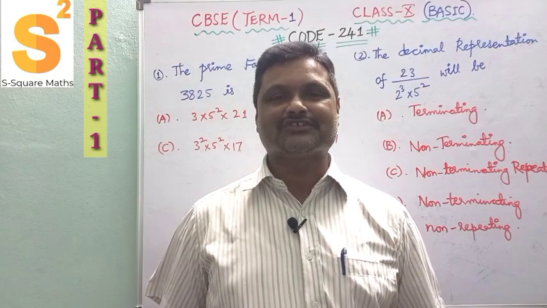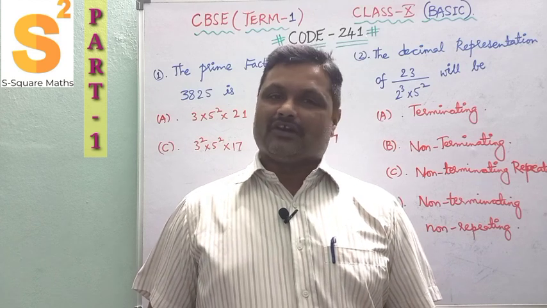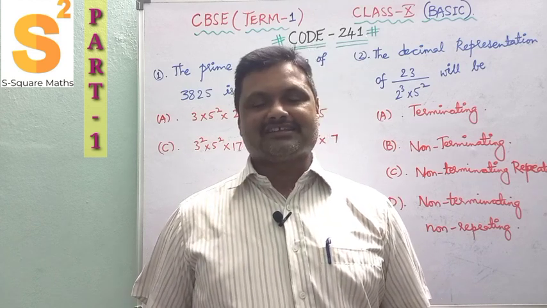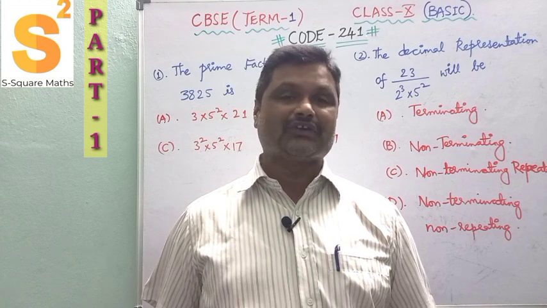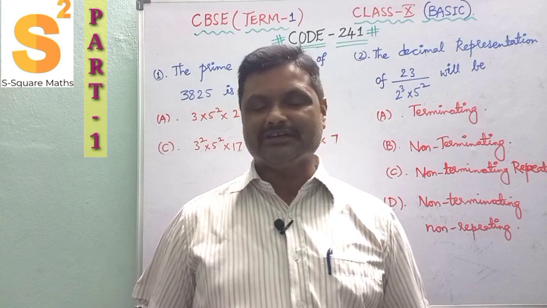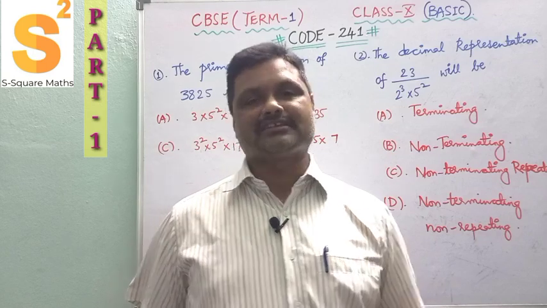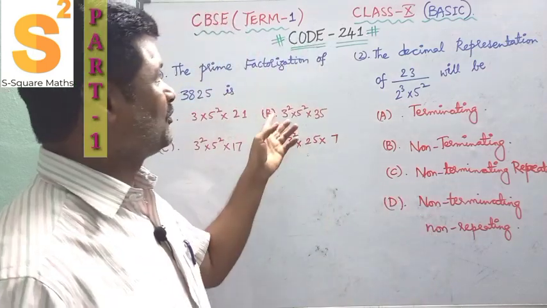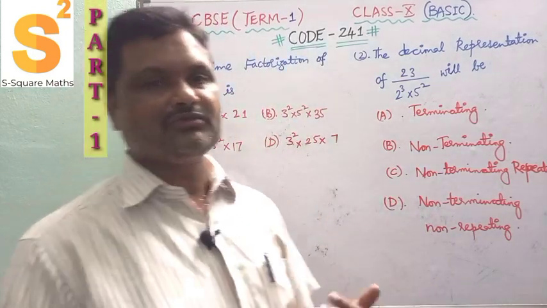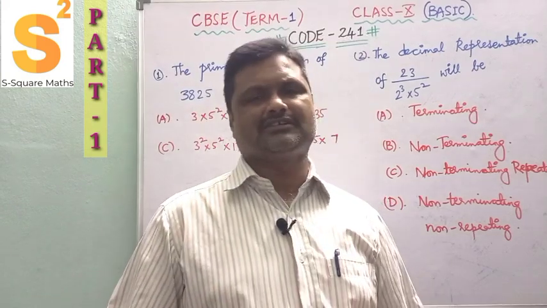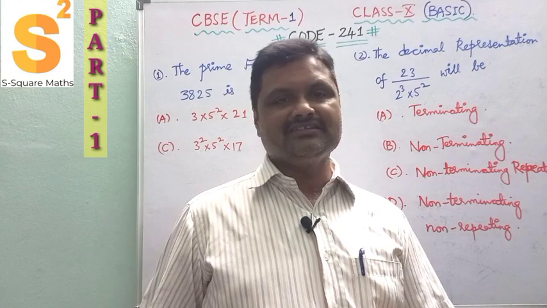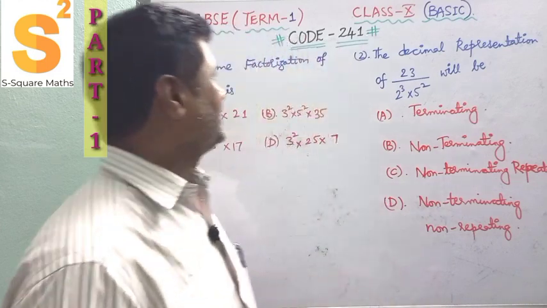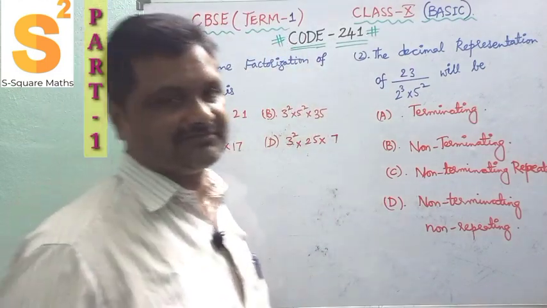This is your Santosh. Now we are going to discuss the Class 10 CBSE Term 1 examinations, which we are going to write in the month of November and December. I am going to explain at the basic level. There will be two types of mathematics papers for CBSE, basic and standard. Let us go through our basic one, and here the paper code is 241.